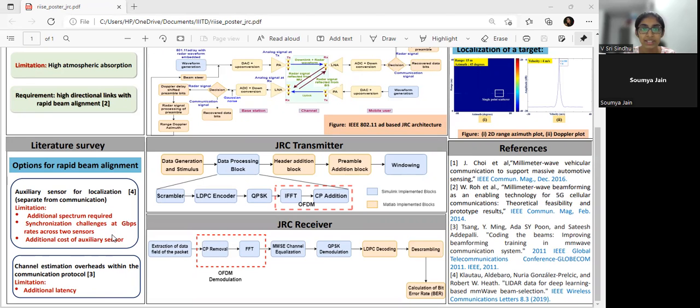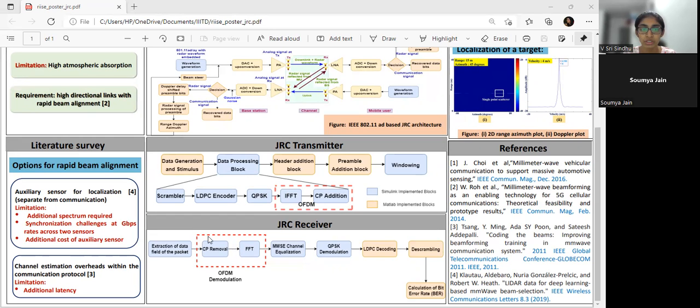First, the auxiliary sensor will require additional spectrum apart from the millimeter wavelength. Otherwise, interference issues will crop up. Secondly, the localization sensors will have to be synchronized with the wireless transceiver at gigahertz frequencies, which is extremely challenging from an engineering perspective. Lastly, the use of auxiliary sensors leads to additional costs in the overall system.